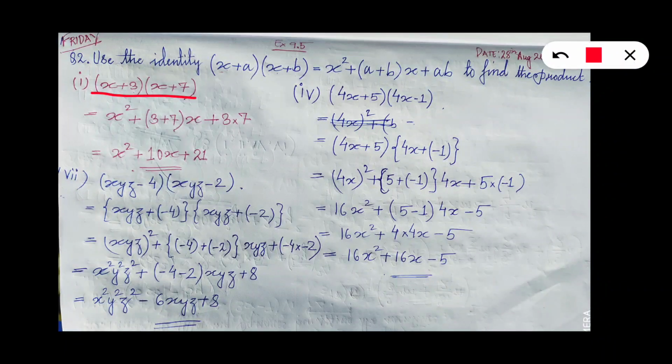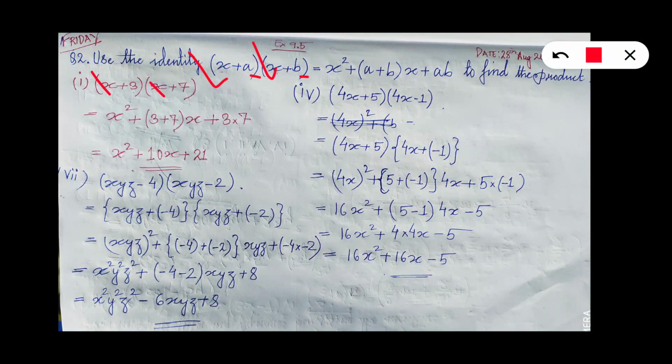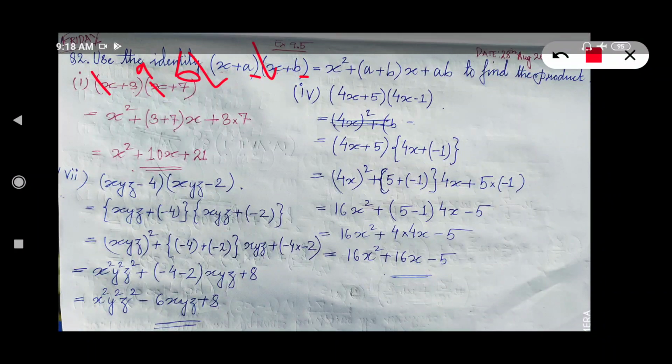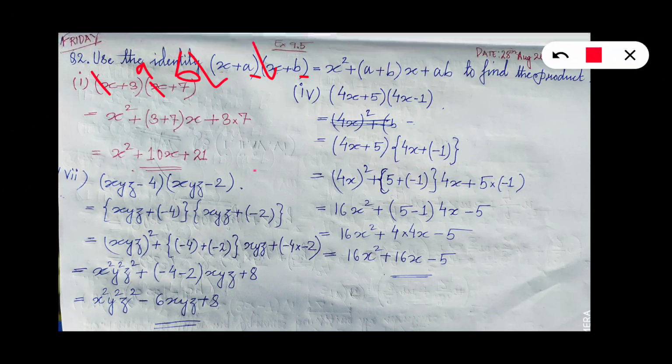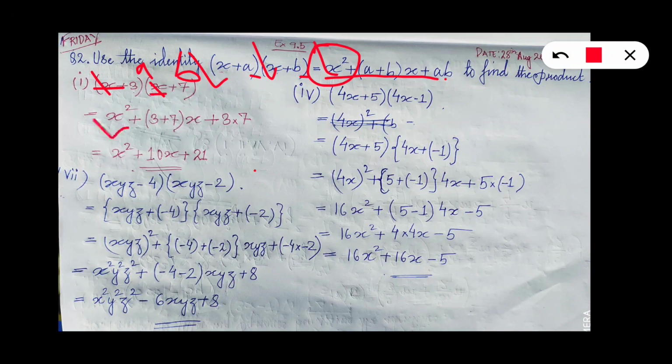Okay, let's start with the first one: (x + 3) into (x + 7). Now see, this is the first term and this is a and b. So this is the first term, this is our a and this is our b. Means 3 is our a and 7 is our b. So what is in this formula? We are writing the square of the first term, x square. Here also the first term is x, so we'll write x square. After that, within a bracket, we have a plus b. Our a is 3 and b is 7, so we'll write (3 + 7).